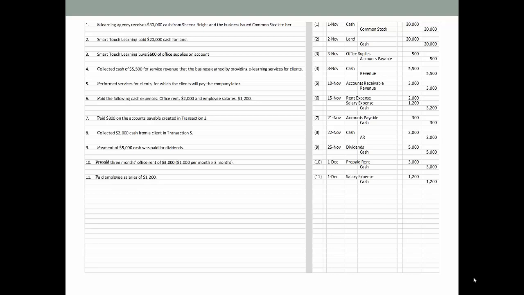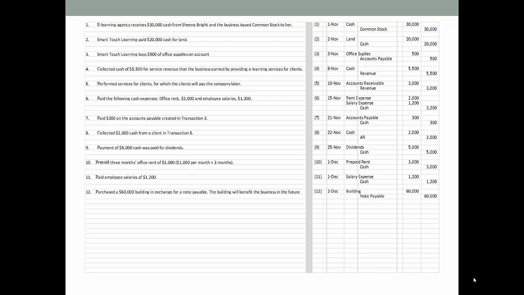Next, we're going to pay employee salaries, and since employee salaries only benefit the current period, it's considered an expense. So salary expense, $1,200, decreasing cash, credit $1,200.